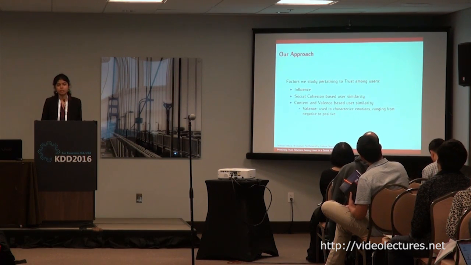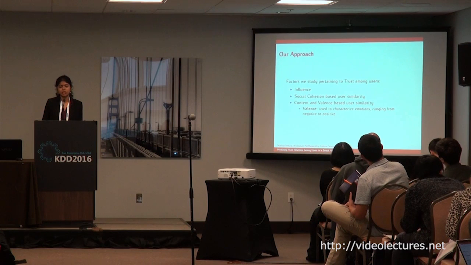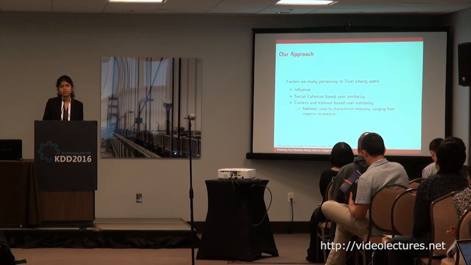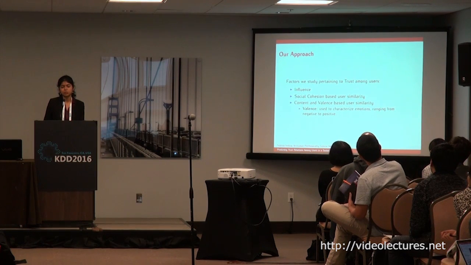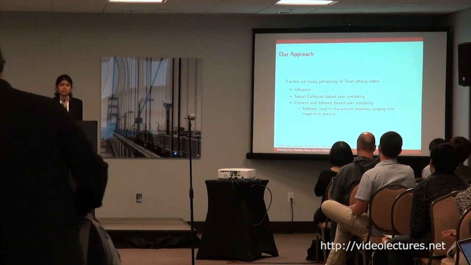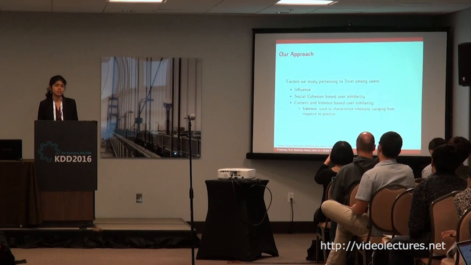We study the following factors pertaining to trust, and they have been found to have evidence in social and psychological theories as well as from the computer science literature. The first factor is influence, the second is user behavior based on social cohesion, and the third is similarity between users based on the content they post and the valence expressed in their content. Valence here is a term that is used to characterize emotions. It ranges from negative to positive.